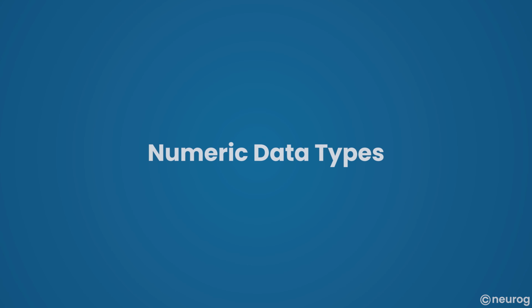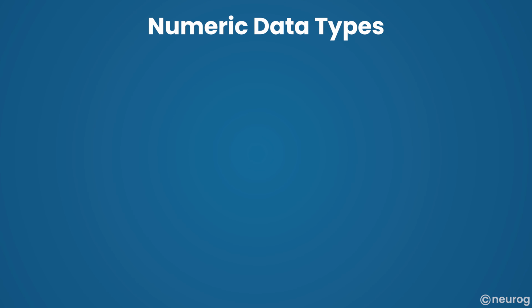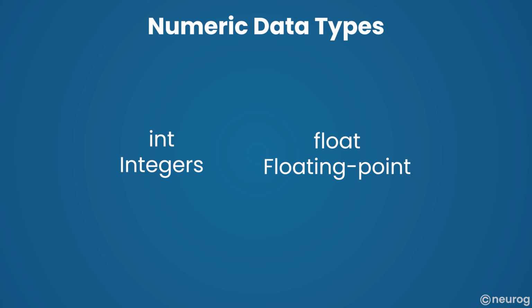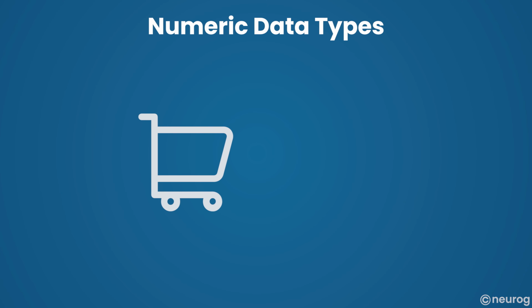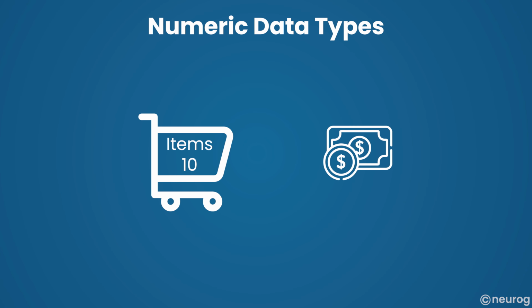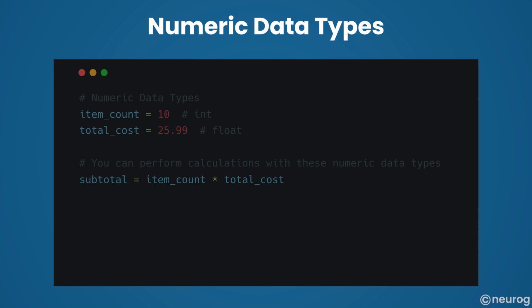First, let's talk about numeric data types. Python supports two numeric data types, int for integers and float for floating point numbers. For example, when you're shopping, you might use int to count the number of items and float to represent the total cost, including cents.